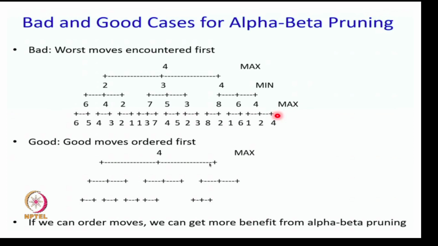There would be a situation where it does not make any difference. The same effect, same time and space would be required for minimax and alpha beta minimax. So there would be such situations there. So we need to analyze what are the best and worst situations for this. Let's understand that one.